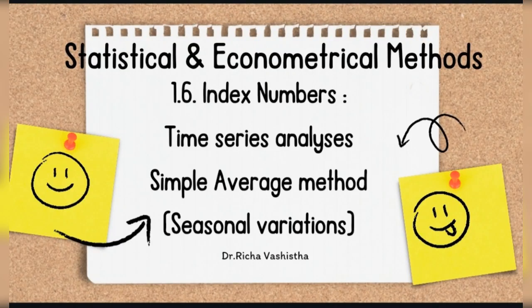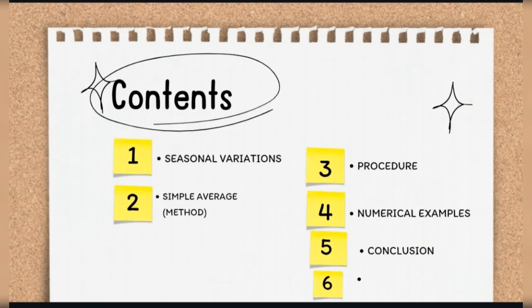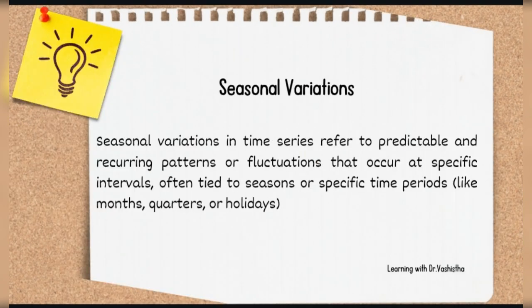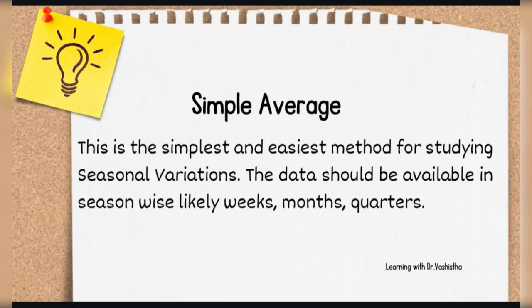So the topic today is the simple average method under time series analysis, which we are studying in index numbers. This is the flow. Under time series analysis, seasonal variations are patterns which reoccur and are quite predictable. Why? Because they are tied to a certain specific season or time. That is why they are quite predictable.